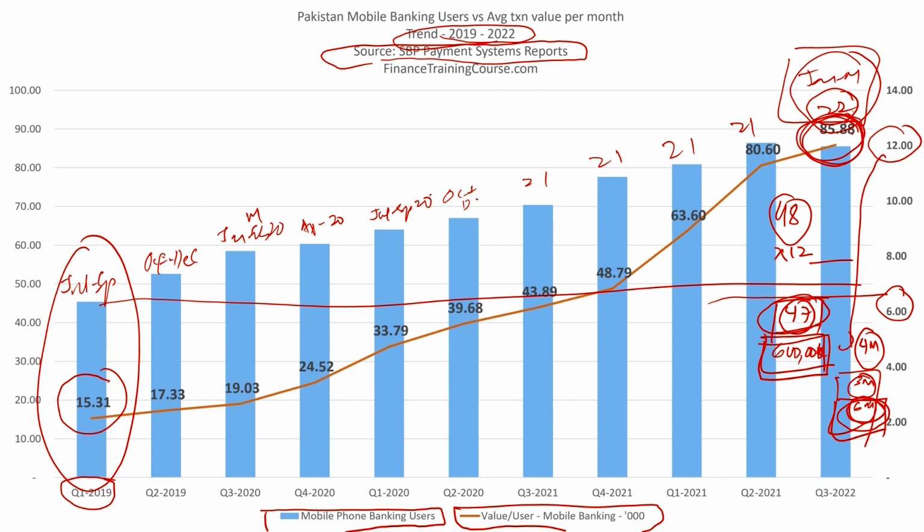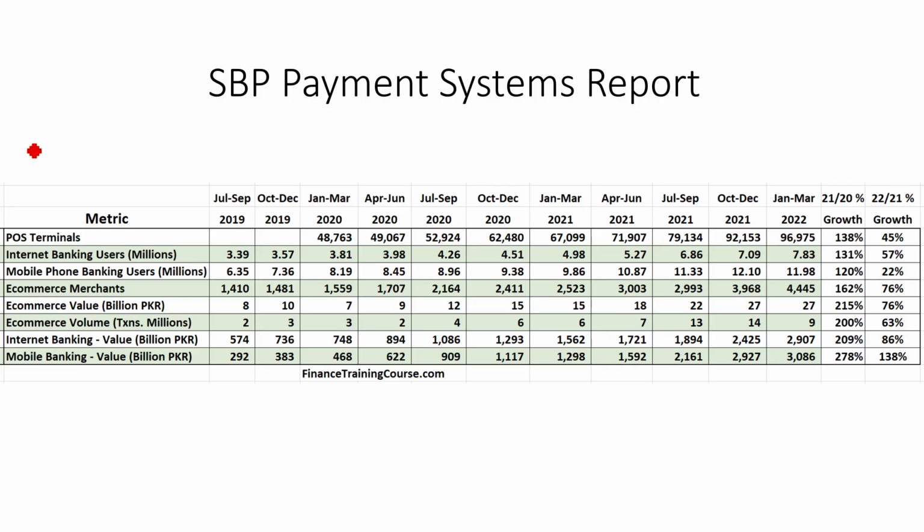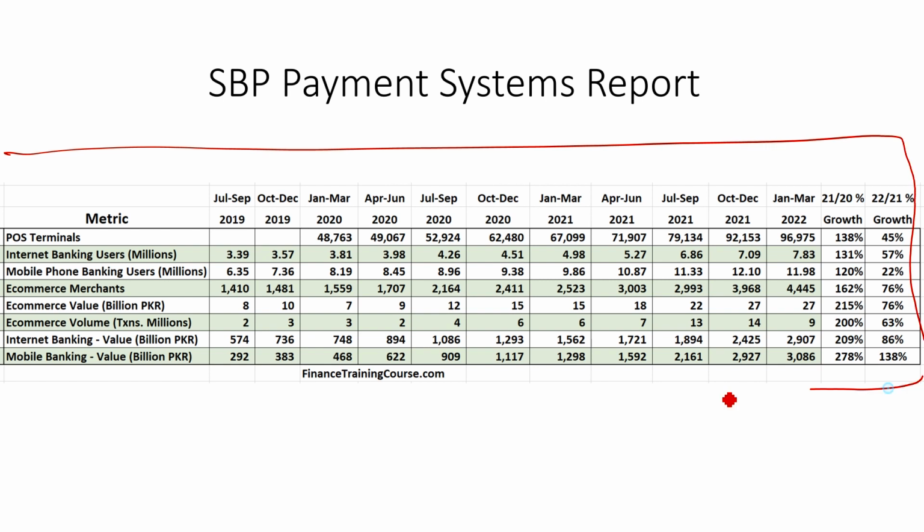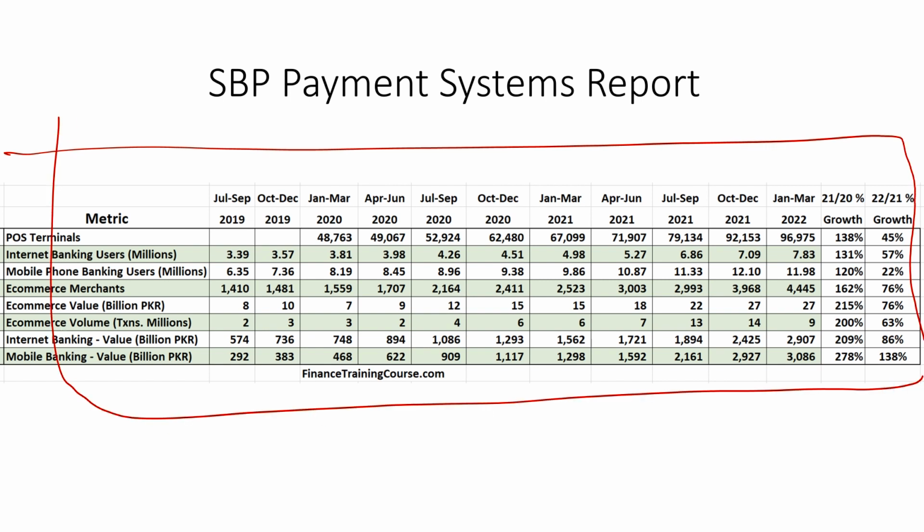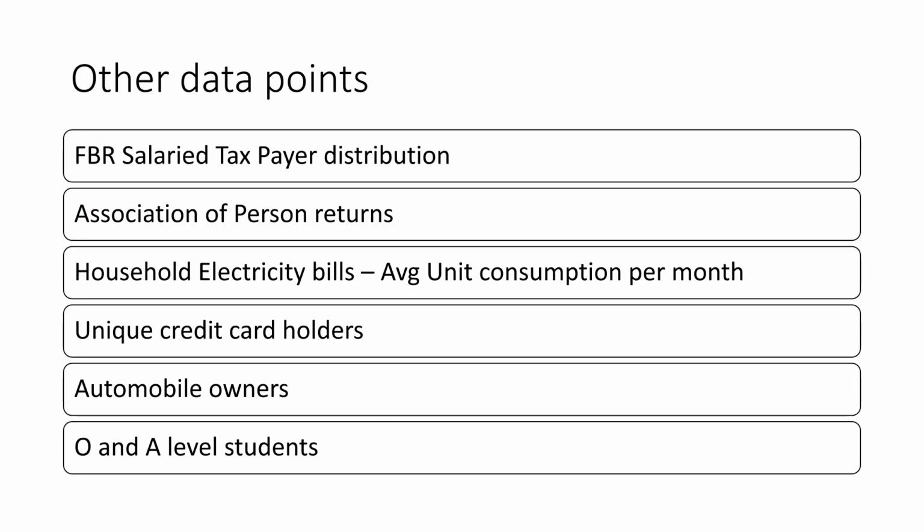In case you're wondering what the data looks like, here's a summarized presentation of the SBP payment system report extracted from July to September 2019 to about January to March 2022. So you can see this is 11.98, 12 million users. Beyond the SBP report, are there additional data points that you can look at? FBR publishes a salaried taxpayer distribution. You can take a look at that. I think the last publicly available data set is 2018.